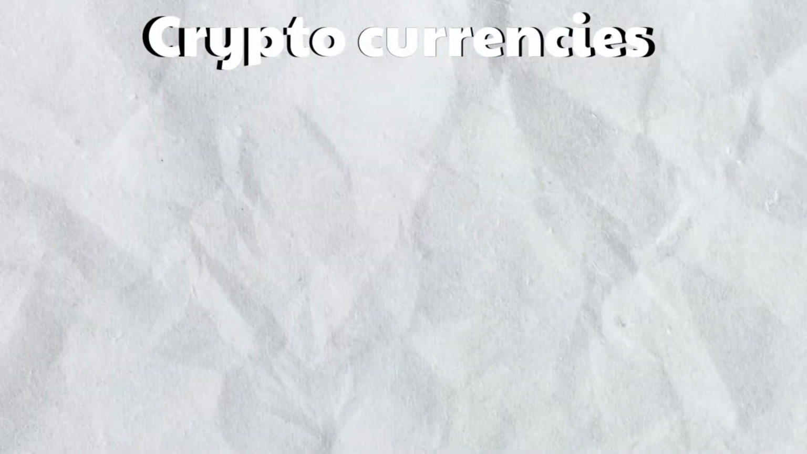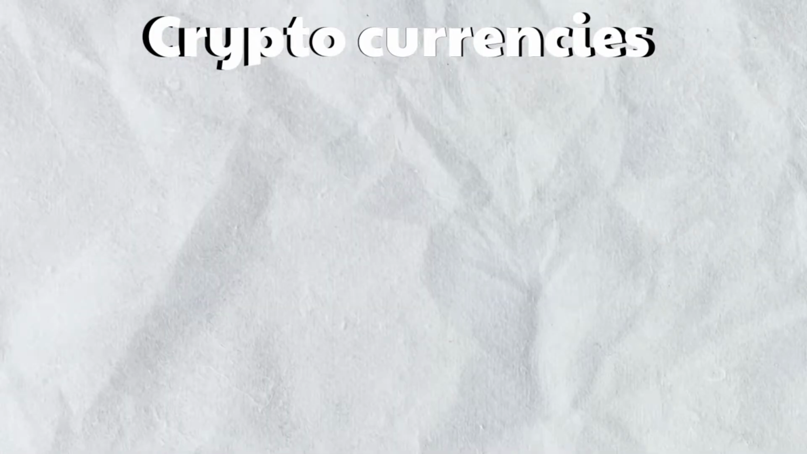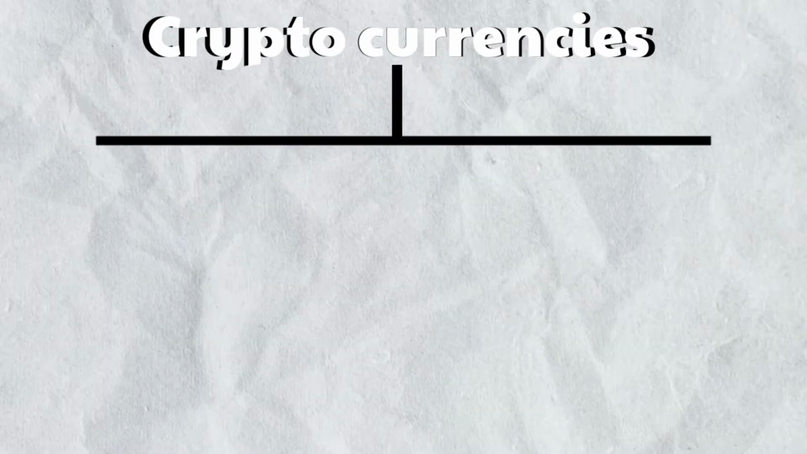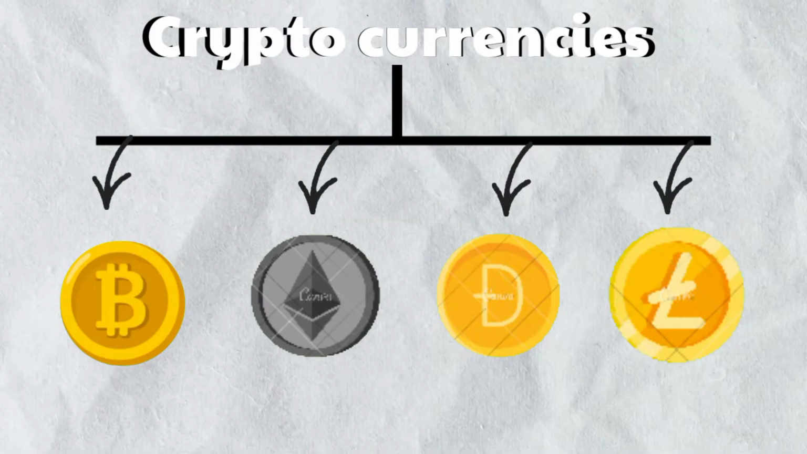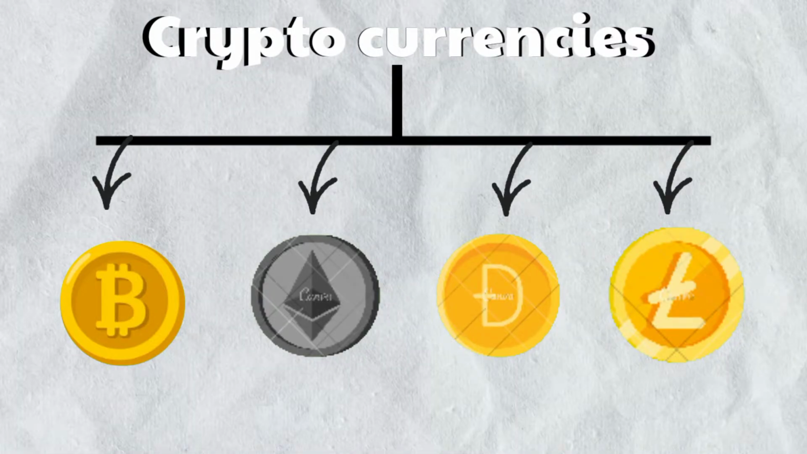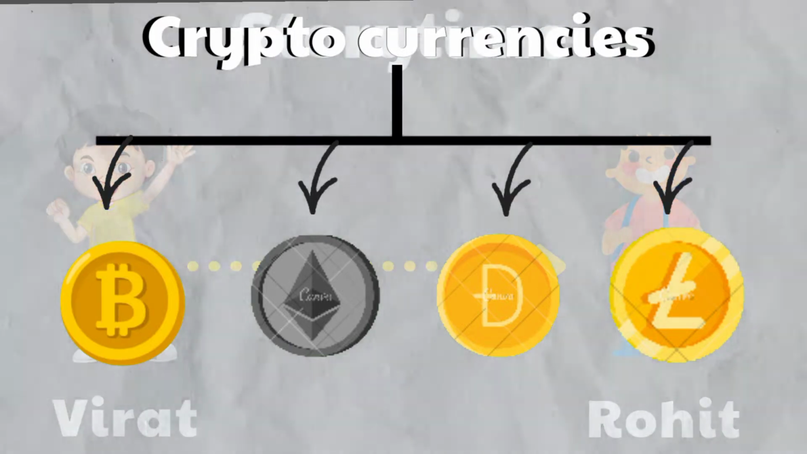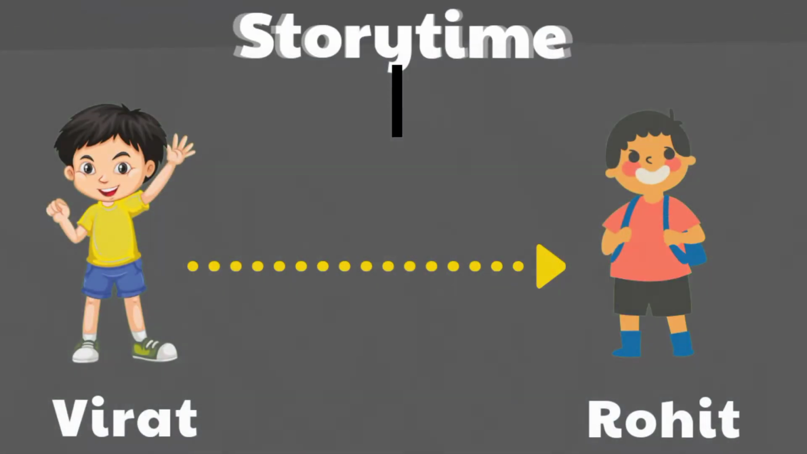Now this is a very interesting thing you need to understand. There are lots and lots of cryptocurrencies, like Bitcoin, Ethereum, Dogecoin or Litecoin. There are literally many of them, and you can make payments through these to another person. So suppose Virat wants to send 1 Bitcoin to Rohit. What can be the process here?